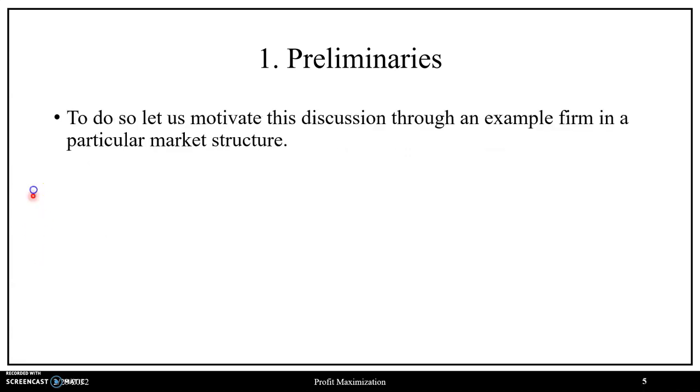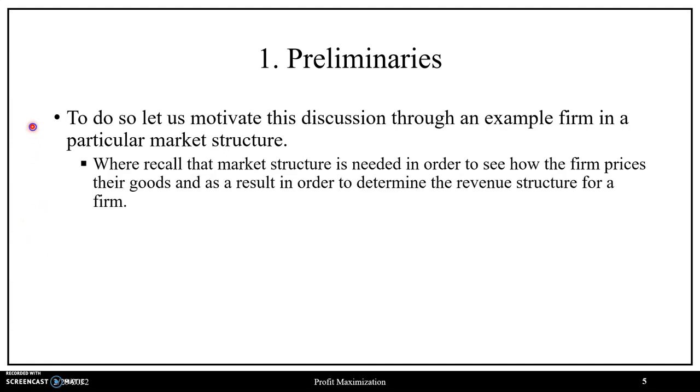And to do so, let us motivate this discussion through an example firm in a particular market structure, where recall that we also need market structure in order to see how the firm prices their goods and services, and as a result, in order to determine their revenue structure.